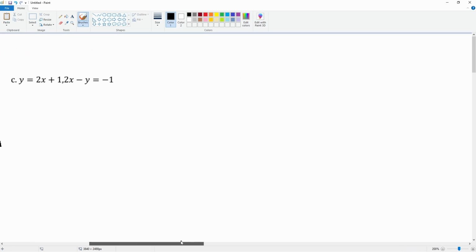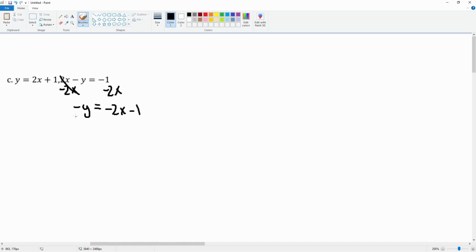Okay. C, we have m is equal to 2, b equals 1. This one we have to convert. Minus 2x to both sides. You get negative y is equal to negative 2x minus 1. Divide by negative 1 to everything. Y is equal to 2x plus 1. Oh, hey, look, they're the same. These are coincided. The m's are the same, look, 2 and 2.